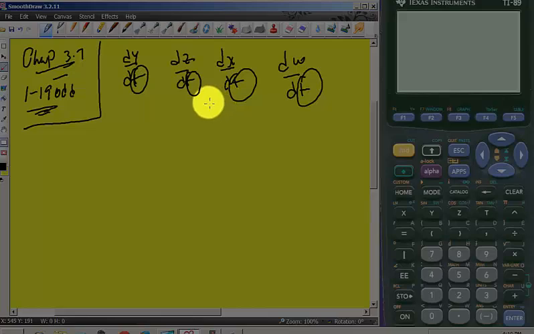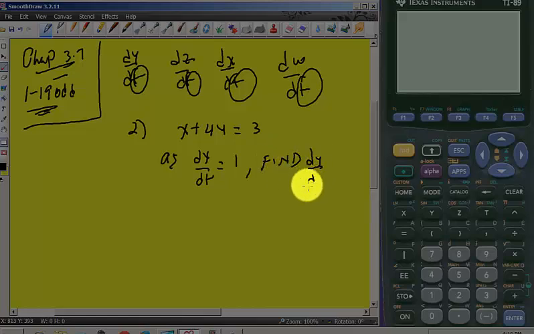So let's start with a nice easy one, which is problem number 2, an example, and they give us x plus 4y is equal to 3. In part A, they tell us dx/dt is equal to 1, and they want you to find dy/dt when x is equal to 2. So we're going to take the derivative of this function with respect to time.